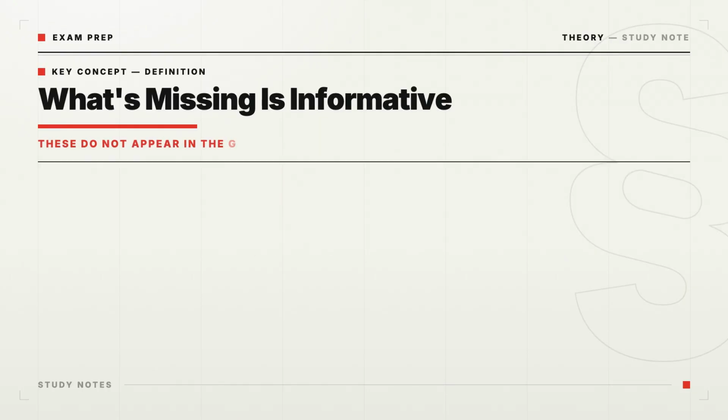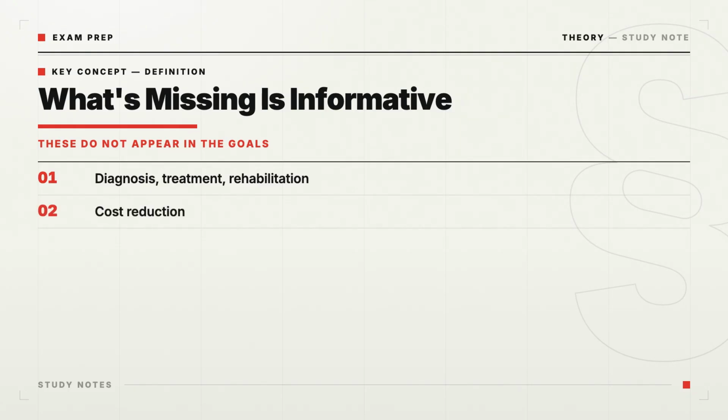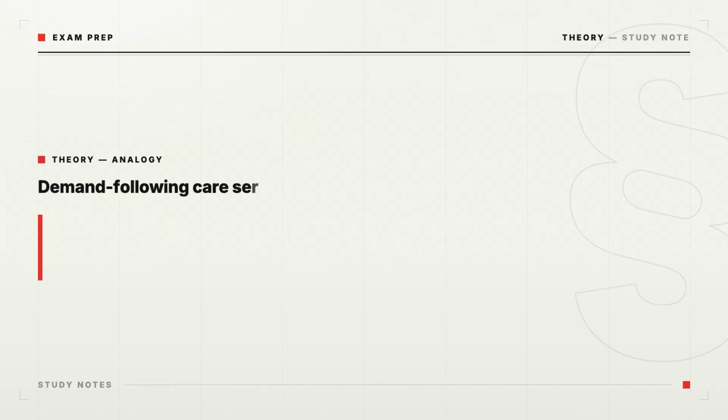The goals leave out diagnosis, treatment, rehabilitation, cost reduction, efficiency, throughput, and productivity. Those are legitimate health system objectives, but when a scenario pits an efficiency gain against a population health gain, the goals point toward population health.